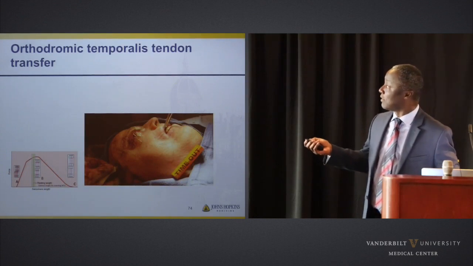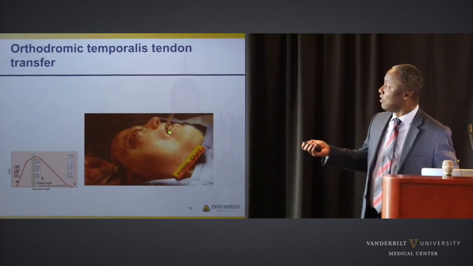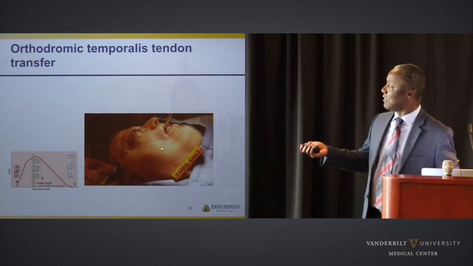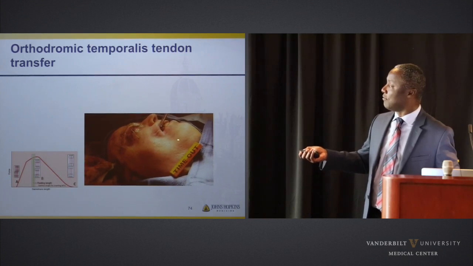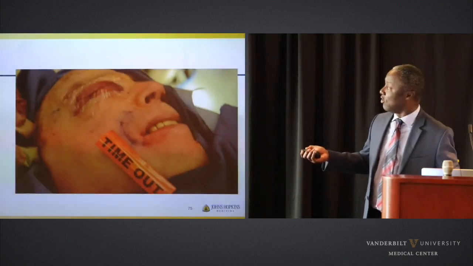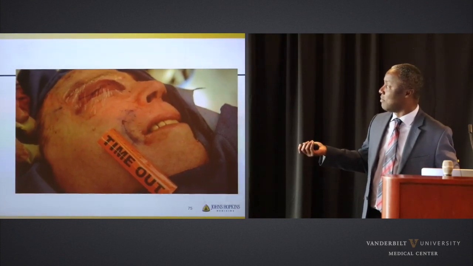This is the orthodromic temporalis tendon transfer. You can either go transoral, find a temporalis tendon, divide it from the coronoid, and then use a length tension curve, determine the ideal tension at which you need to set the face, and on the table, you can have a patient really smiling.